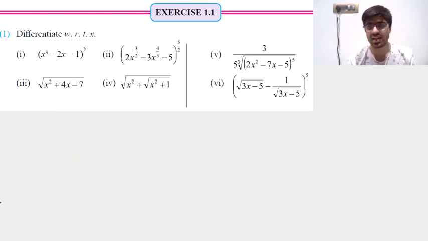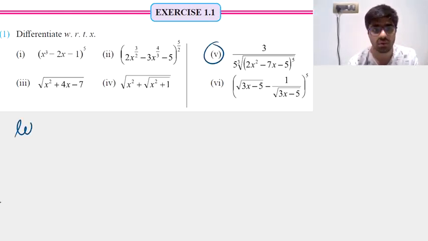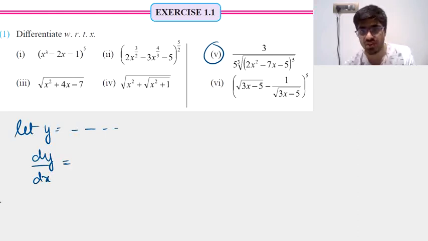All the sums are exactly similar, and if you have got a grip over whatever technique we have been using, you can speed up the solving process. Take the fifth sum. Let y be the given function, so dy by dx. Now see, be very careful with this, okay? There's a 3 by 5 which is a constant, but the leftover part is cube root of some function.